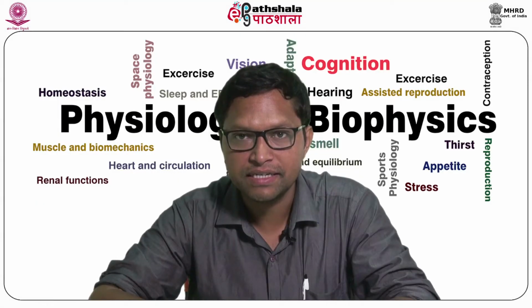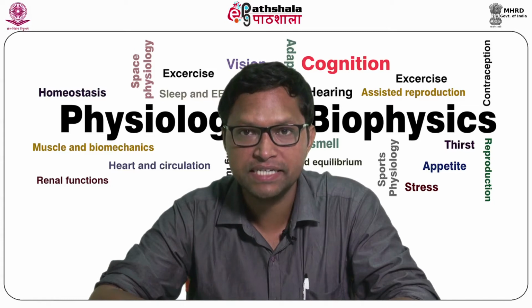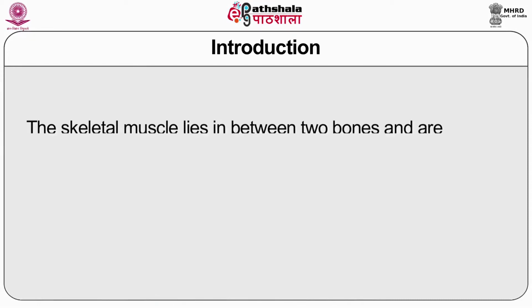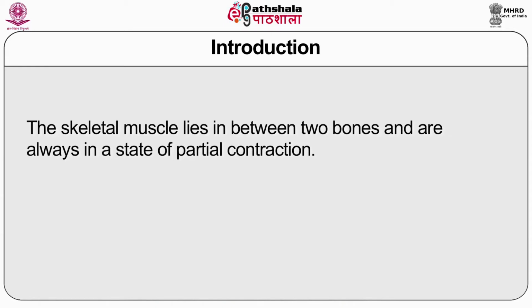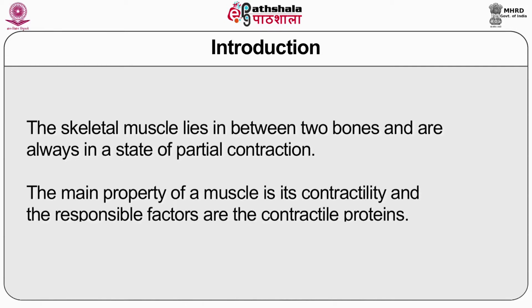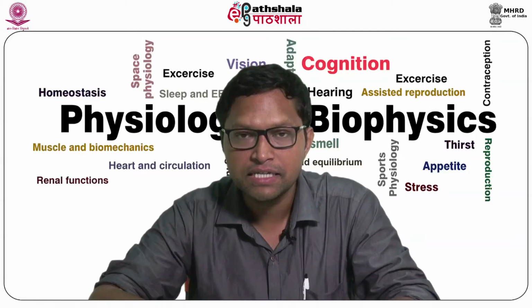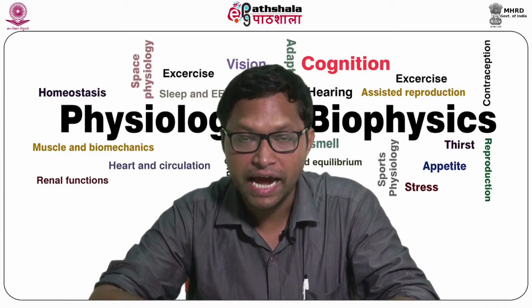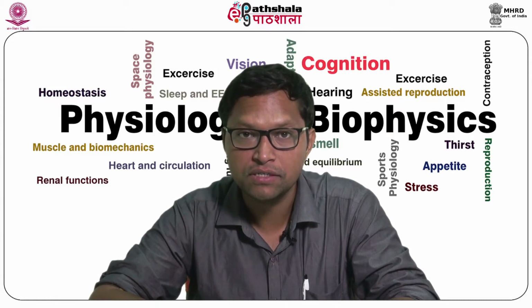The muscle and skeletal system provides the basic framework for the body. The skeletal muscle lies in between the two bones and is always in a state of partial contraction. The main property of a muscle is its contractility, and the responsible factors are the contractile proteins. Their arrangement is unique, and in this module our main focus will be on skeletal muscles and their contraction.